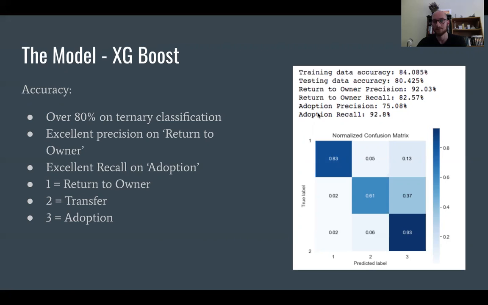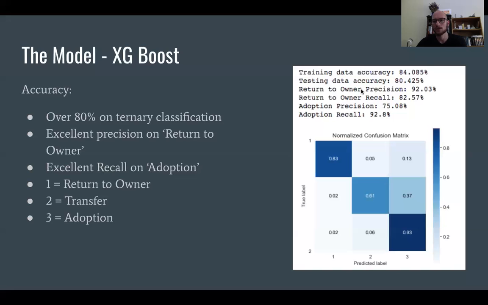So precision refers to the ratio of correct classifications for that class compared to correct classifications plus false positives. So a low precision means that you're getting quite a few false positives, which is bad. Recall refers to correct classifications for that class divided by correct classifications plus false negatives. So out of the total true return to owners, how many are we identifying correctly? And then obviously the same for adoption and adoption recall. I didn't focus as much on transfers because that's more of a last resort. After an animal isn't returned to an owner or adopted, they may be transferred out to a foster home.